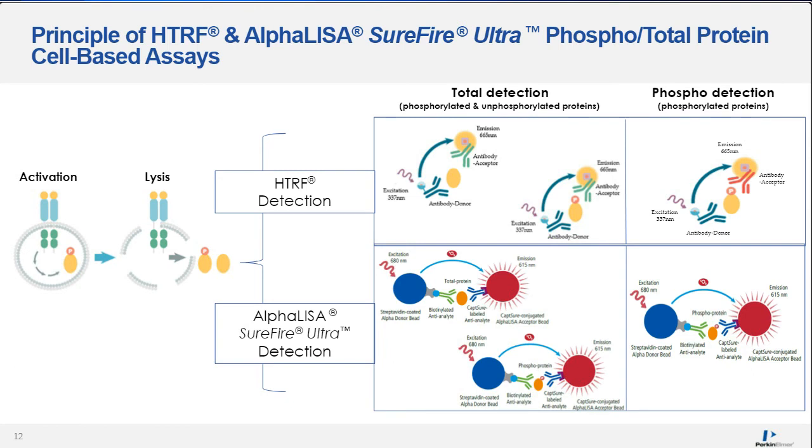The assay principle goes as follows. The assays were designed using a classic immunoassay sandwich format based on the detection with anti-phospho and anti-total antibodies specific to the protein as readout to be monitored. To perform the assays, cells are dispensed in microplates, stimulated, then lysed prior to detection.